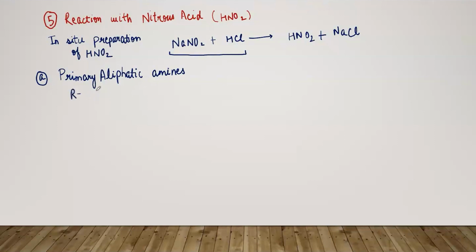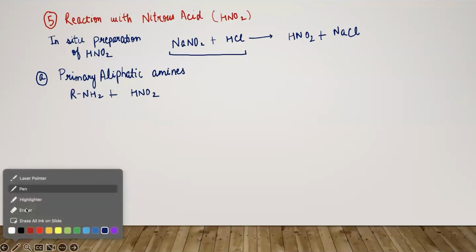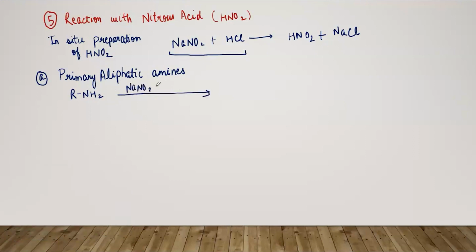The reaction will be like this. Because we are doing it for primary amines, I'll write only a single general reaction, which is using RNH2 and, let me write it in this form, NaNO2 plus HCl. This denotes the in situ preparation. Then RN2Cl minus, and this decomposes into the alcohol, nitrogen gas, and HCl.